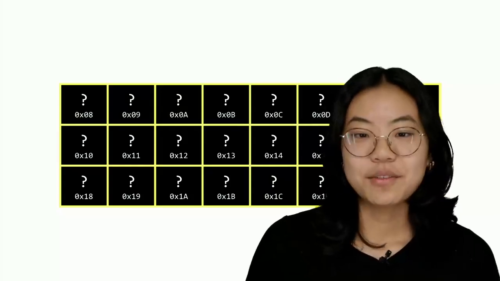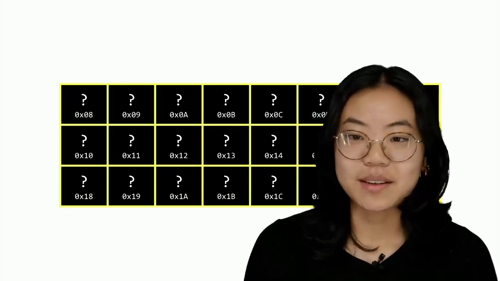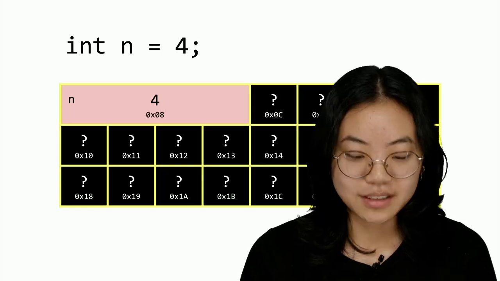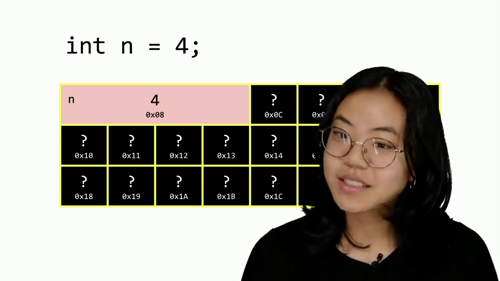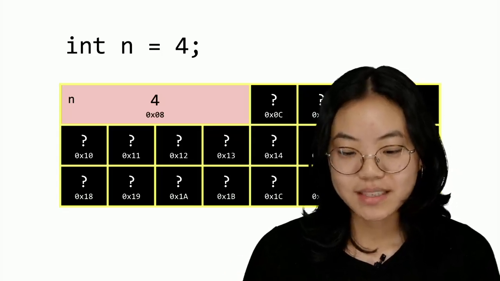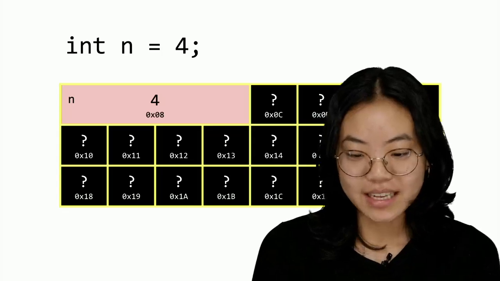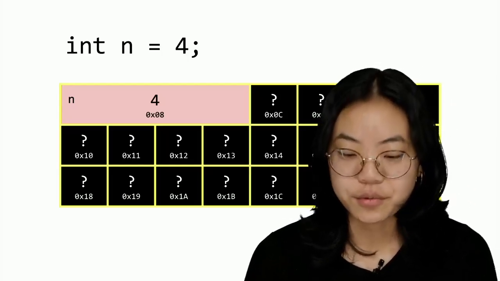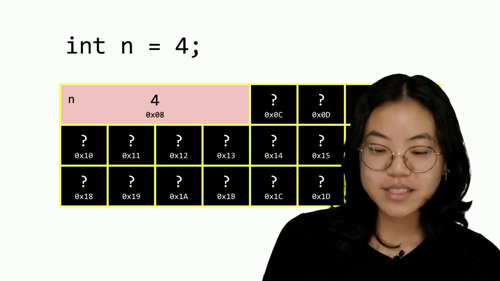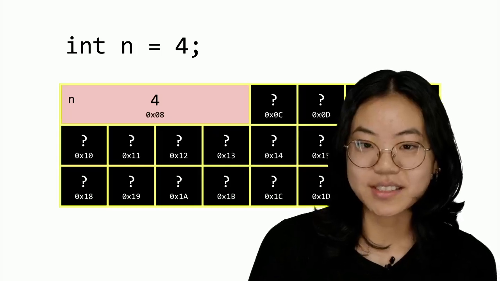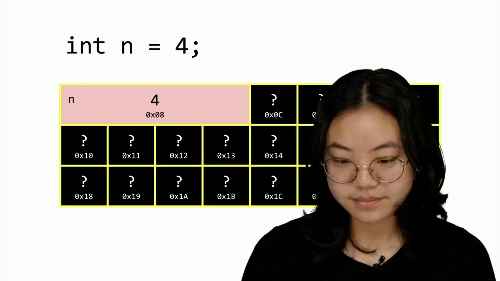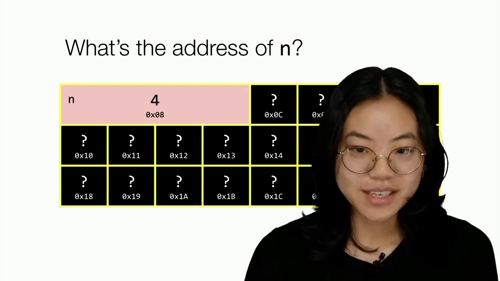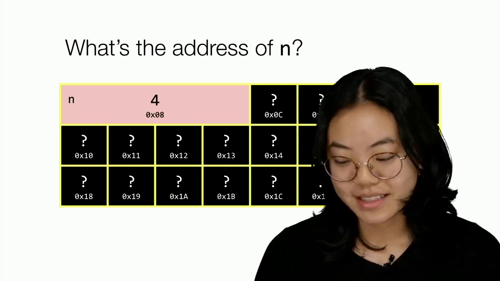And so if we, for example, want to create an integer called n, we might have that look a little bit like this. If we recall, an integer takes 4 bytes. We can see here that we've allocated 4 bytes to this integer n that stores the value 4. You can also see that this integer has an address associated with where it is in memory. So what is the address of n here? 0x08, as we can see on this diagram.